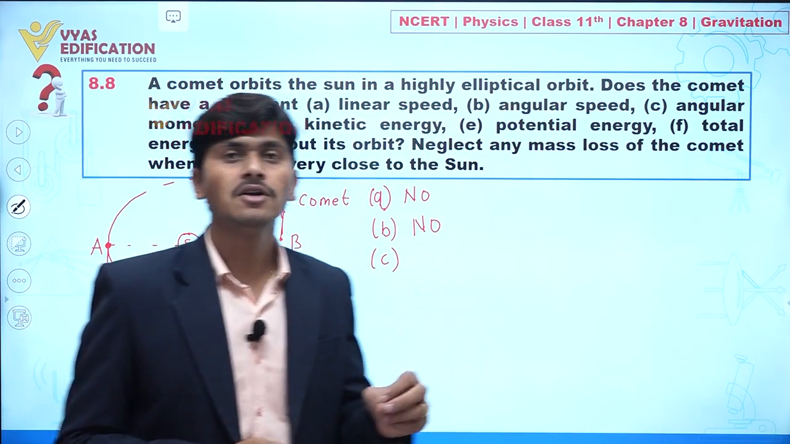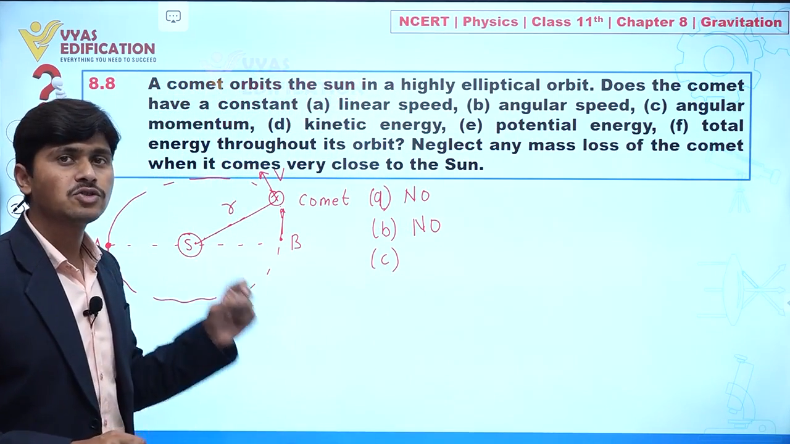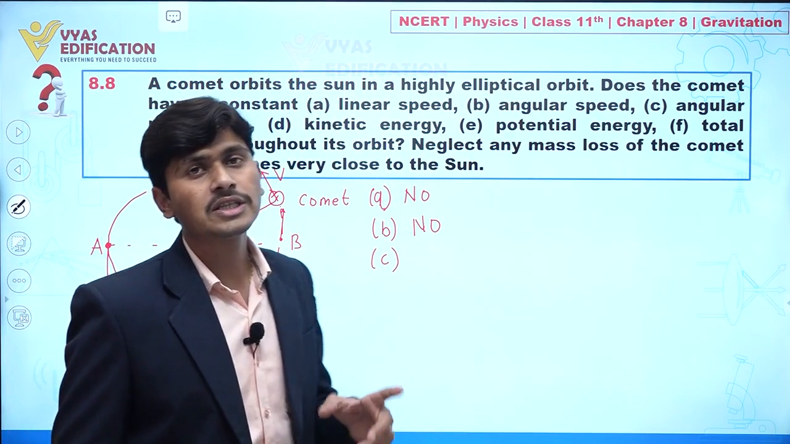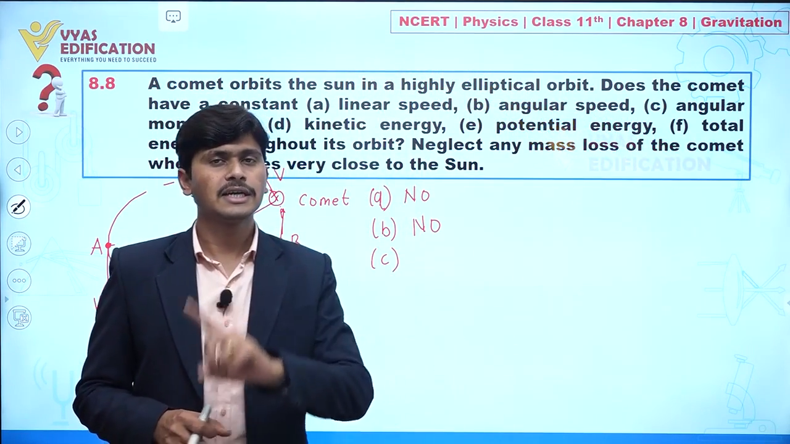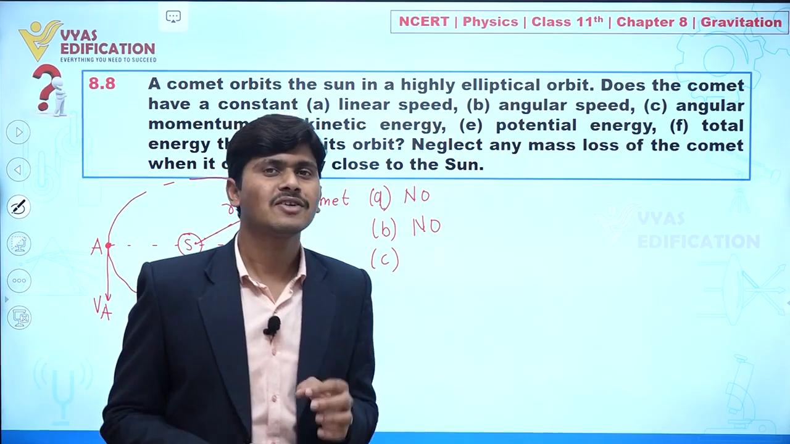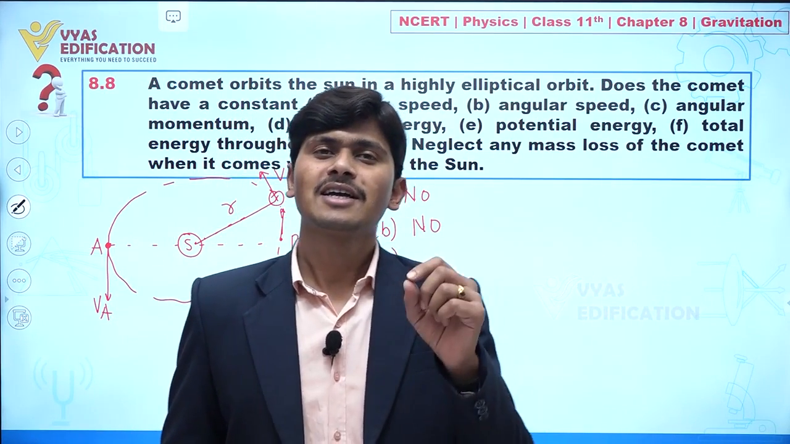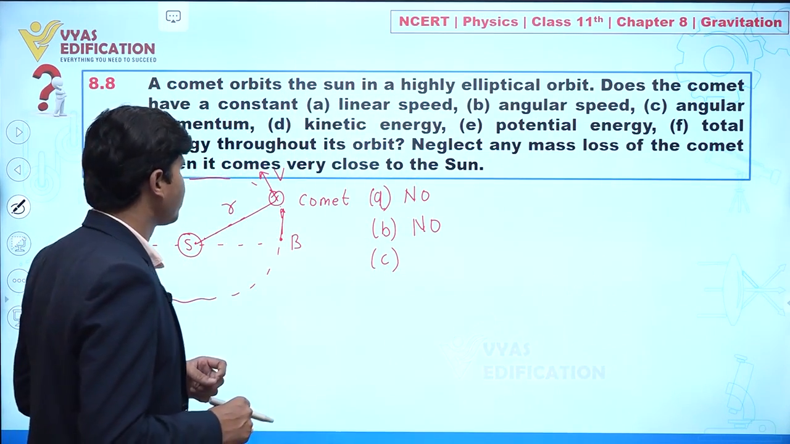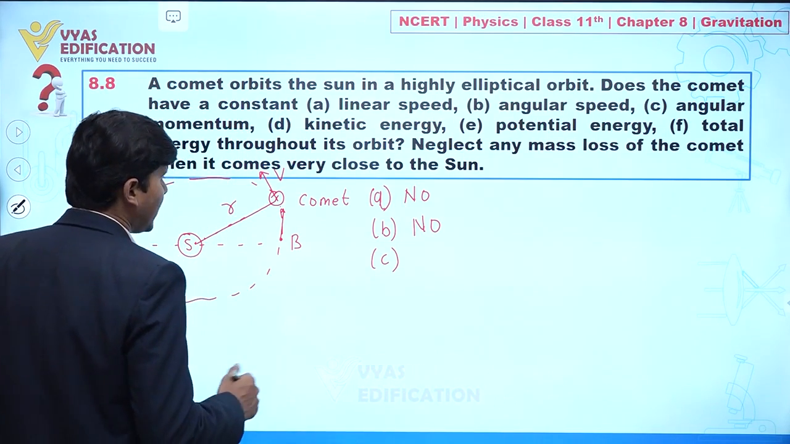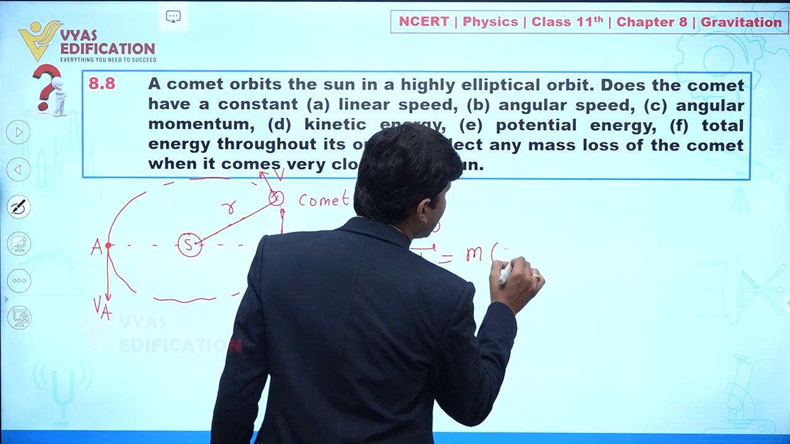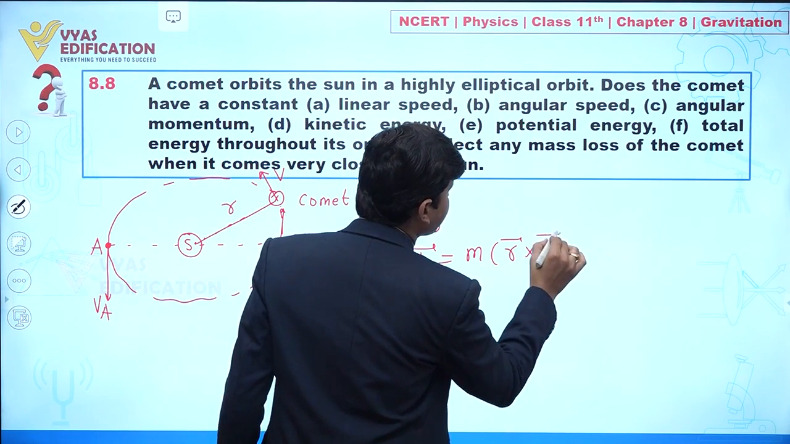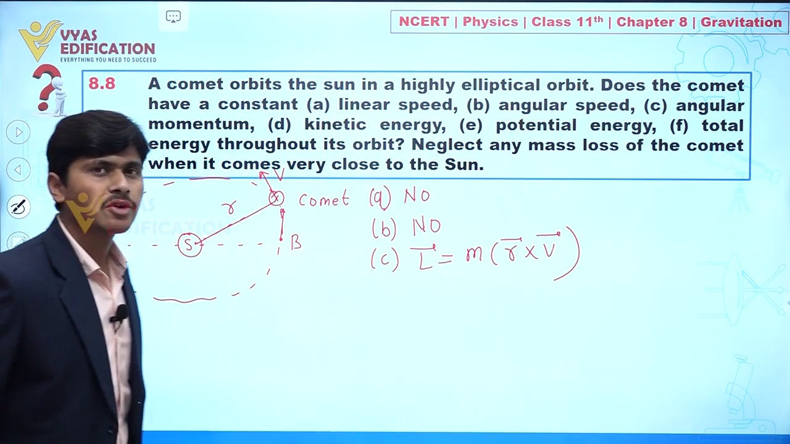This is actually one of the good questions that may be asked from here. Whenever a planet is revolving around the sun in an elliptical orbit, which physical quantity remains conserved? That is angular momentum. You can see it like this. Angular momentum is given by m r cross v.